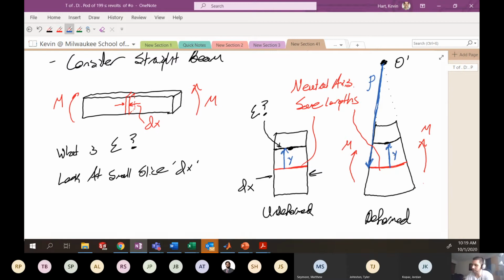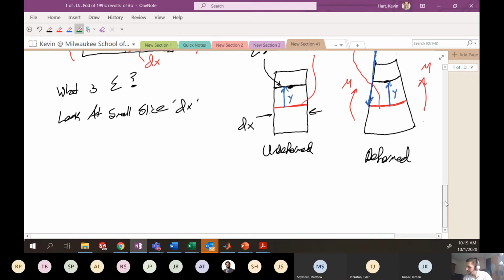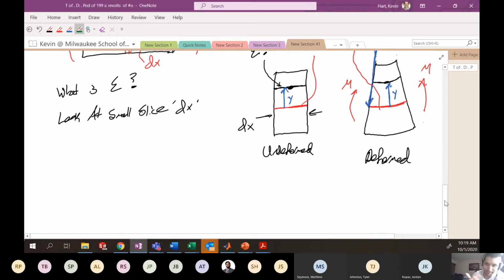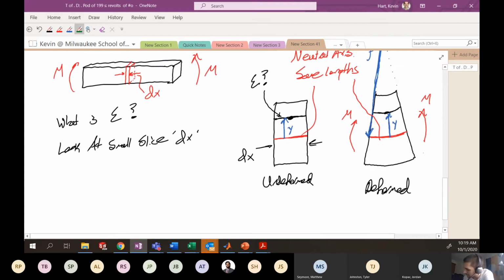So now if I want to know the strain at this point here, I want to know the change in length from this location to this location, right? So let's put some nomenclature to each one of these lengths. Let's say that this particular length here is the length ds, and this length here is the length ds prime. All right.